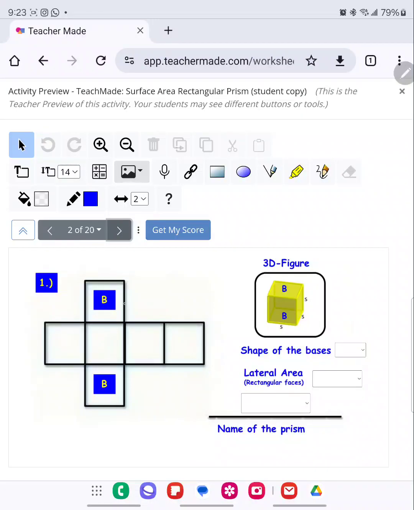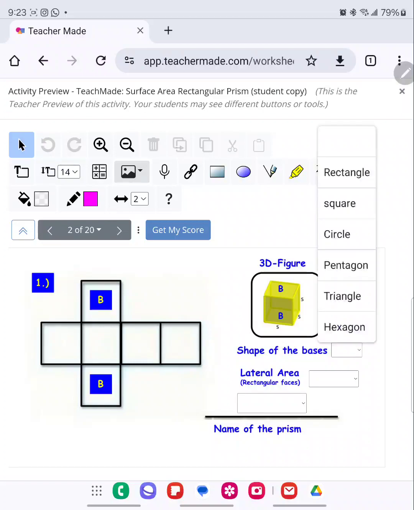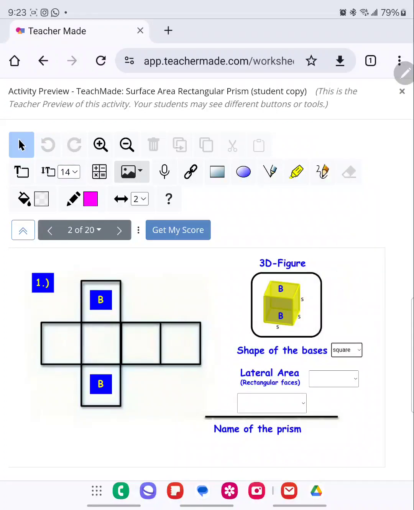So my bases, you want to look at these. Is it going to let me? No. Okay. So go ahead and click the box right here. And we know that the bases are square. So we're going to put square.